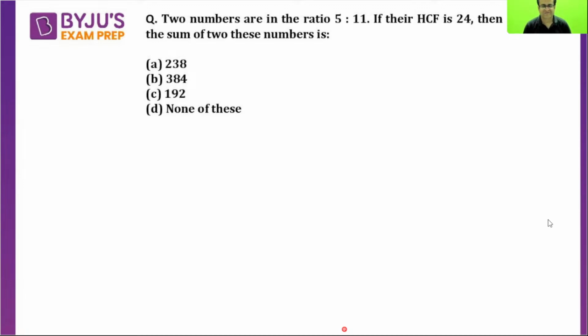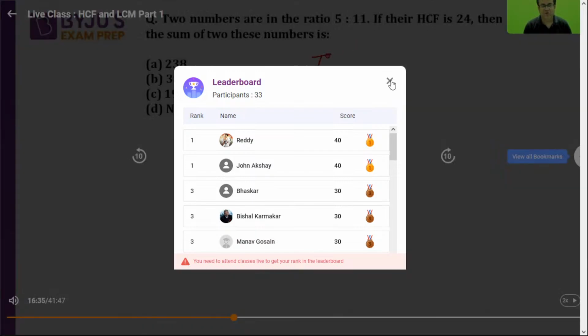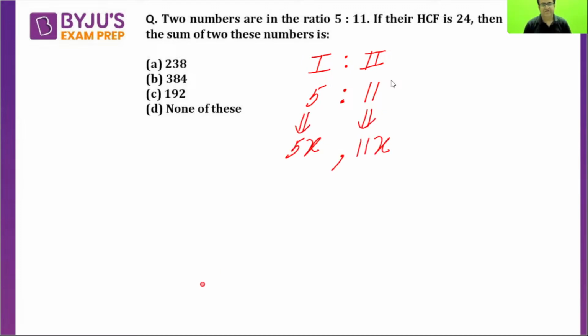That's great. Let's see now. Option B, absolutely right. Almost 85% of students have responded. Very nice. If two numbers are given in the ratio 5 is to 11, then I can say this number is 5x and this number is 11x. So HCF of both the numbers is x, which is equal to 24.